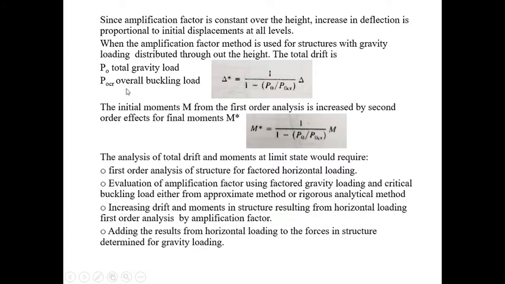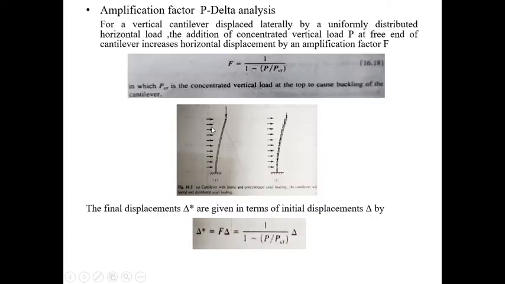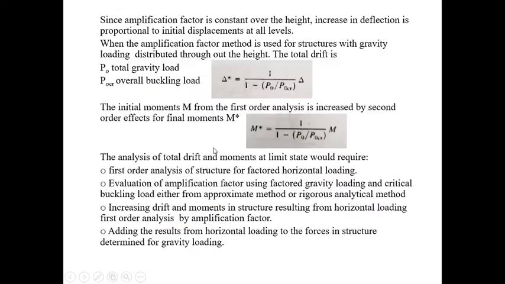Now this is for the load. Due to this acting load, movements will also take place, so we need to find out the movements here. The initial movement, from the first order analysis before applying the P, we represent by M. Now when we add that extra load, the movement increases by a certain amount. That increased movement, the second order movement, is called the final movement M star. So M star is equal to 1 upon 1 minus P0 upon P0CR, into M.